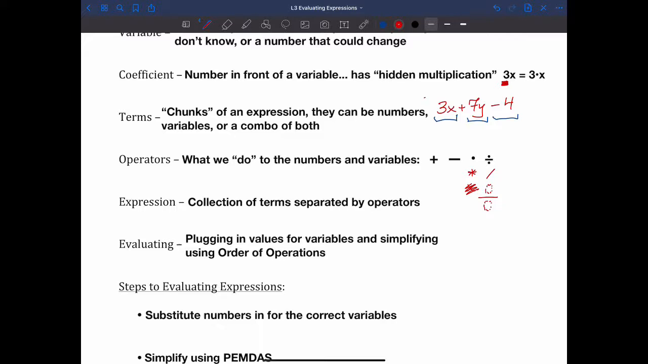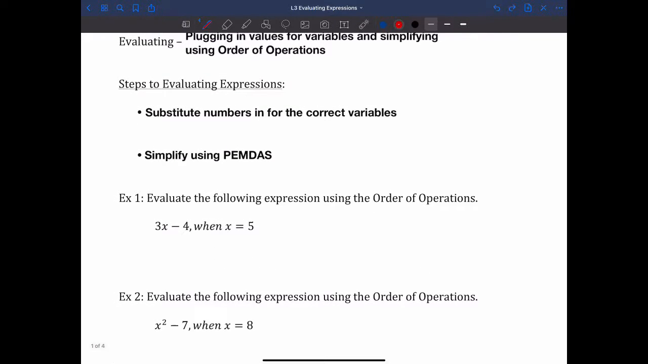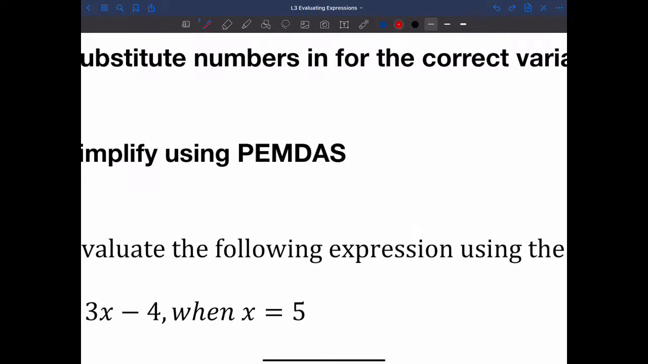An expression itself is a collection of terms separated by operators. So this piece that I wrote up here, this 3x plus 7y minus 4, that is an expression at the end of the day. And what we're going to be doing today, evaluating, is what we call it when we plug in values for variables that we know about, and then simplify using our order of operations. That's really all these steps are: substitute the numbers in for the correct variables, and then simplify using order of operations, or PEMDAS.